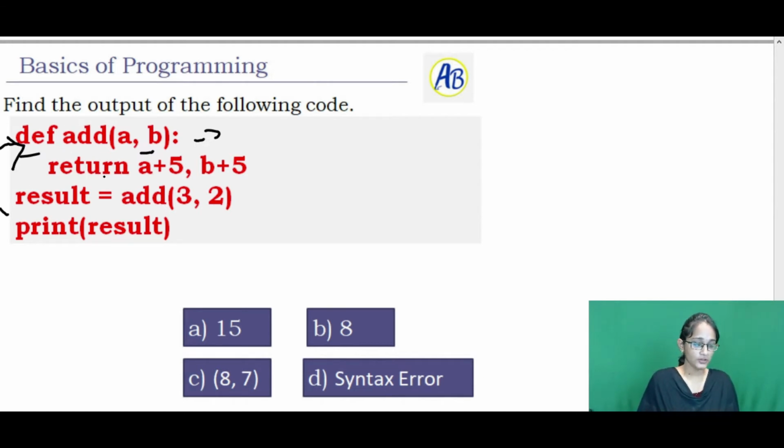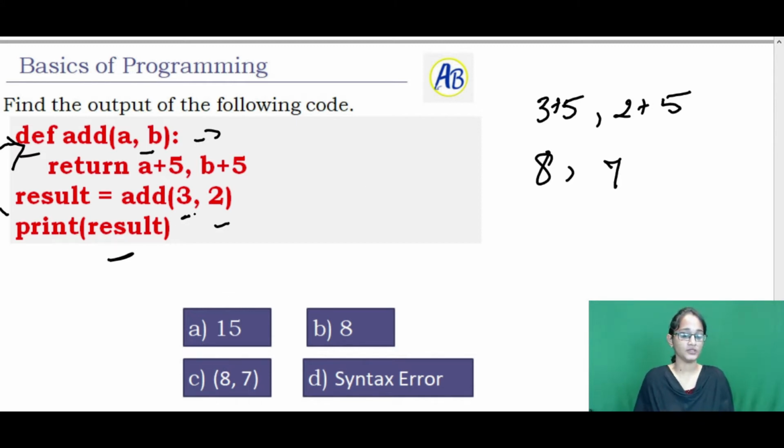It goes to the return statement and prints: for my a value, which is 3, and for my b value, which is 2. For this return statement it prints 3 plus 5, and for b, 2 plus 5. So next it prints my result, 8 and 7. So here my correct option is: for a it prints 8, for b it prints 7. So here the correct option is C.